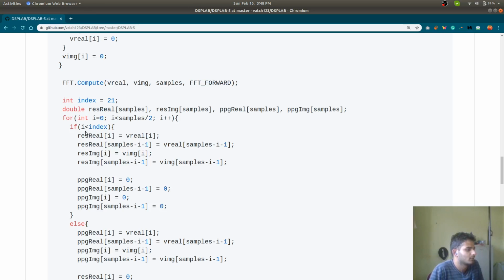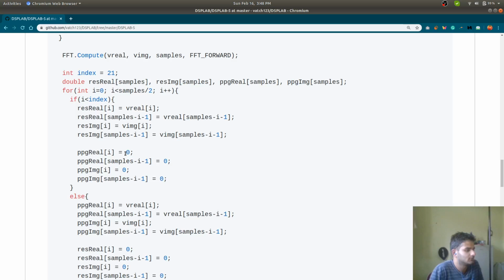So when i is less than index, the real part of the respiratory signal is real samples i, and the real part of respiratory signal samples minus i minus 1 is real samples minus i. So essentially we are taking both ends of the spectrum, index 0 to 21 from the starting and 0 to 21 from behind. We are doing this because the FFT is a symmetric signal.